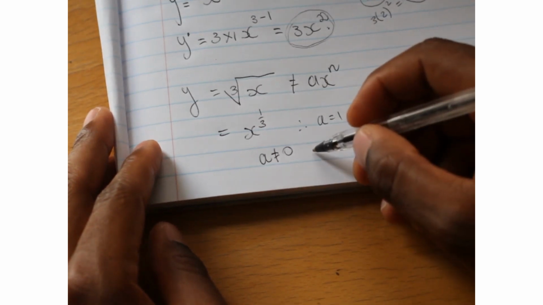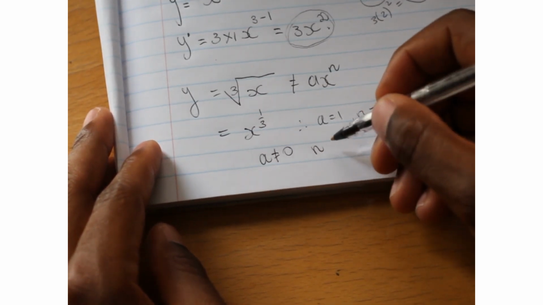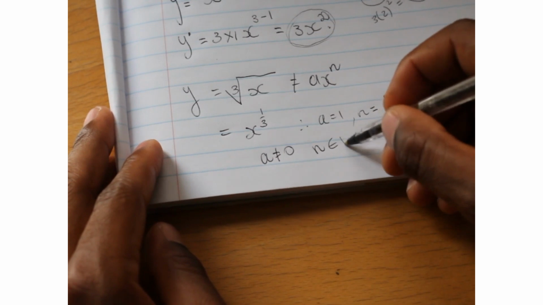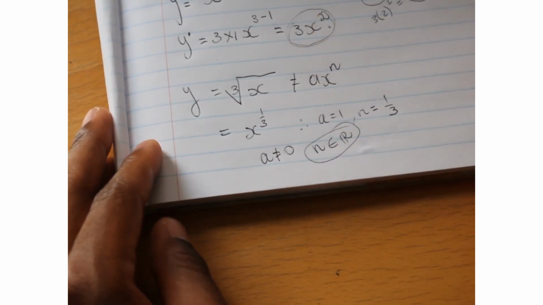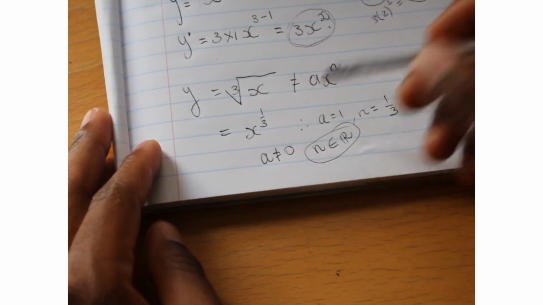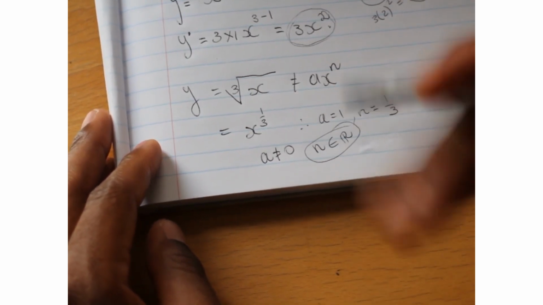So a cannot be equal to 0, but a can be any number. Also, n is an element of the real numbers. n can be any number. Okay? n can literally be any number. But a cannot be 0, because once a is 0, everything falls off.